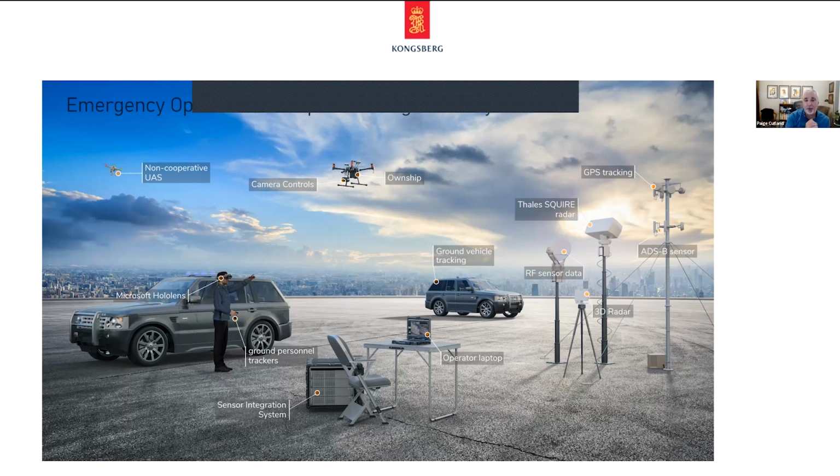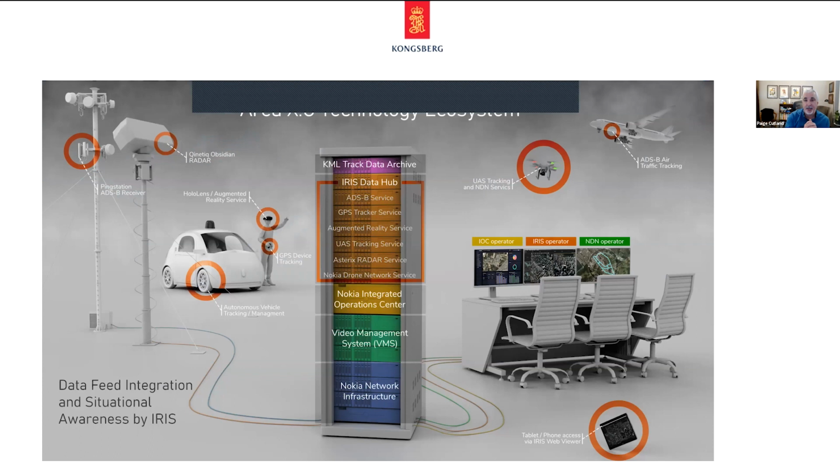Another example of a remote operations center is the Area EXO Autonomous Vehicle Test Range here in Ottawa. Again, a similar theme: a variety of different types of sensors and vehicle trackers integrated with other companies' systems, and we provide the visualization for the test range using Iris.